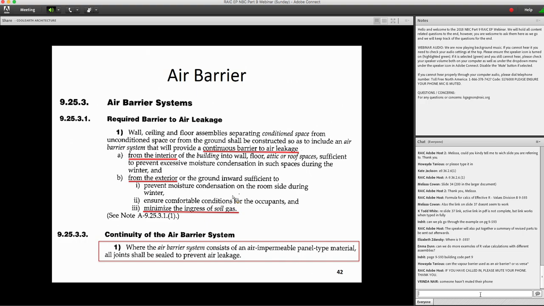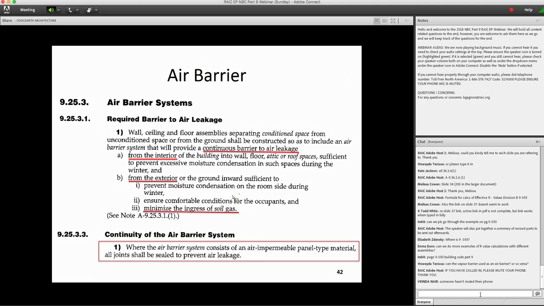And from the exterior, this is something I didn't talk about in the first half, or the ground inwards, sufficient to, and I'm going to jump directly to number 3, minimize the ingress of soil gas. In this case, we are using the air control layer to protect against soil gas penetrating. In some areas of the country, we have more stringent laws, or our codes are requiring elements to actually extract potential gas, radon gas.